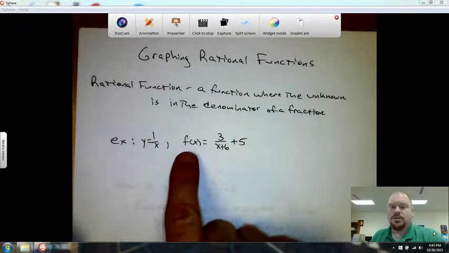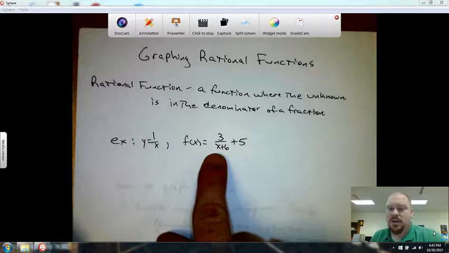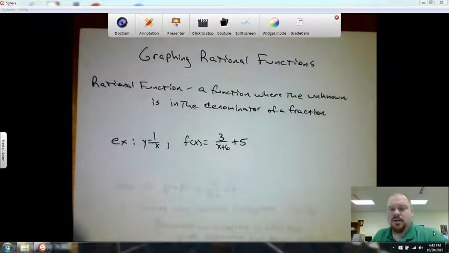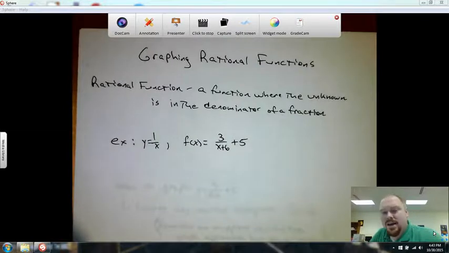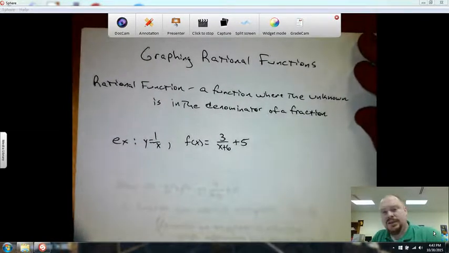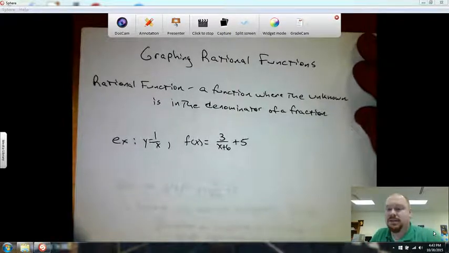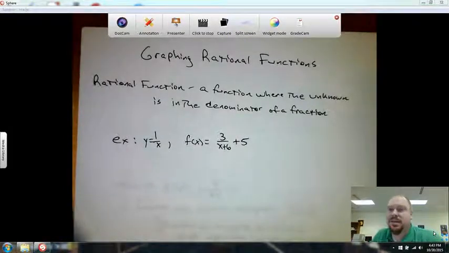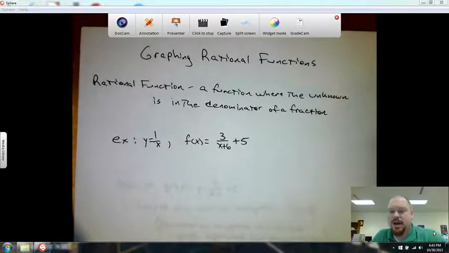Of course, they could also use function notation and have one that looks a little bit more complicated, such as this. Now, right now, we are only going to study ones where x is in the denominator. We will not have any in the numerator for now. Now, how to graph these is several steps, but once you practice it a few times, you'll find that it does become significantly easier. So, let's begin.